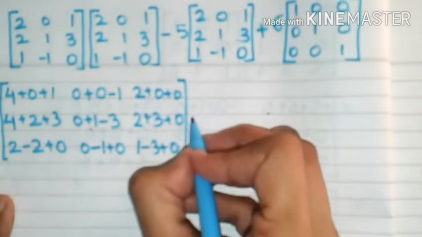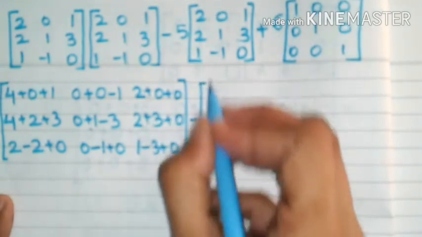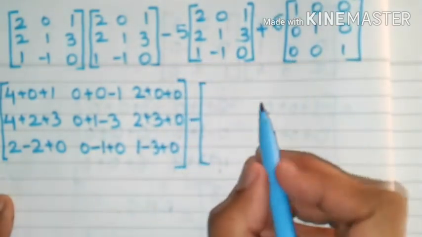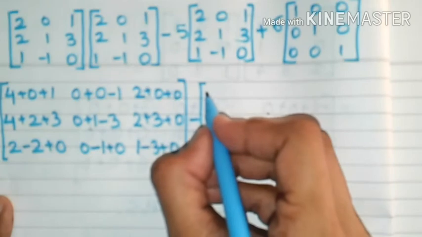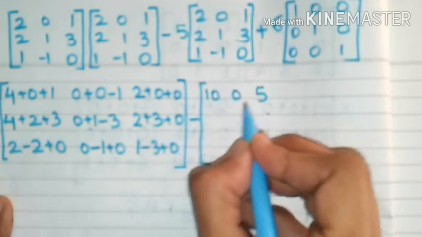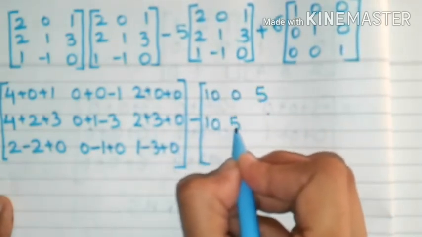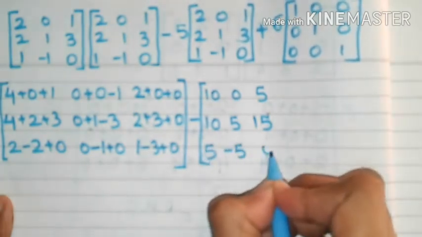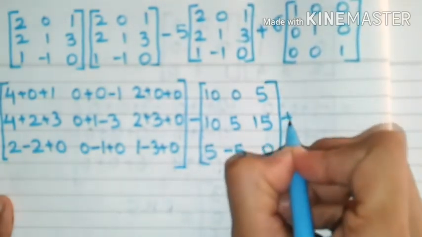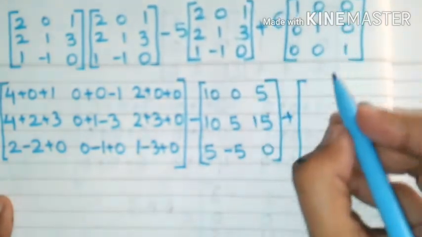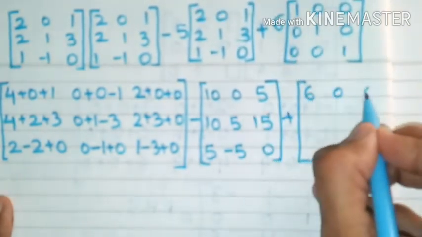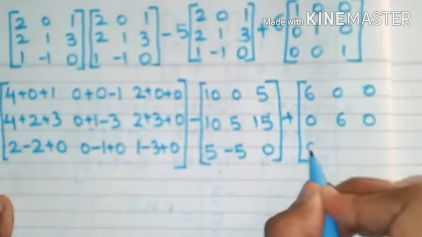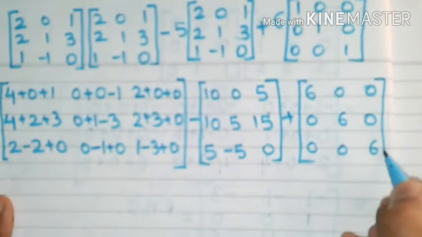So this is the multiplication. Let's parallelly do the scalar multiplication of these two matrices also. So 2 multiplied by 5, 10, 0, 5. Second row will be 10, 5 and 15. Third row will be 5, minus 5 and 0. Plus, let's do this also. So 6, 0, 0, 0, 6, 0, 0, 0, 6.